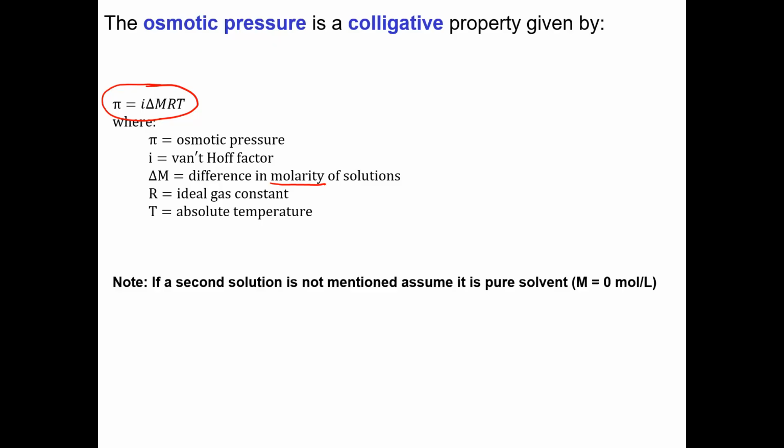Now, something to be mindful of: if they don't mention a second solution, you should assume that they are measuring the osmotic pressure against the pure solvent, that is, that the molarity of our second solution is equal to 0. And often the questions are not well worded and don't make that super clear.